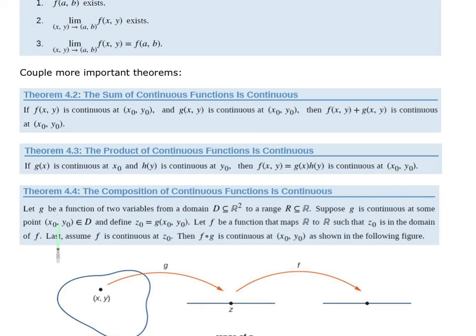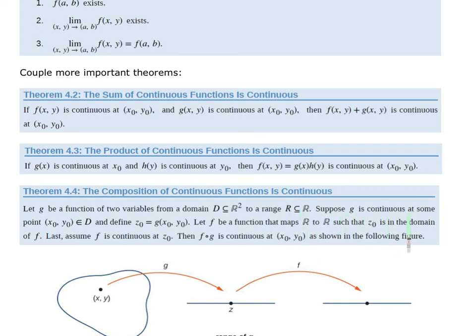Let g be a function, last one, I promise. Let g be a function of two variables from the domain, which is a subset of R2, and the range is just R. So no, it's not R2, it's just R.